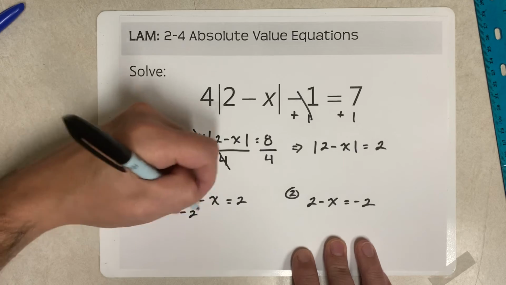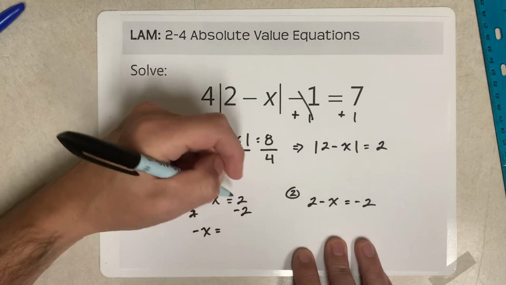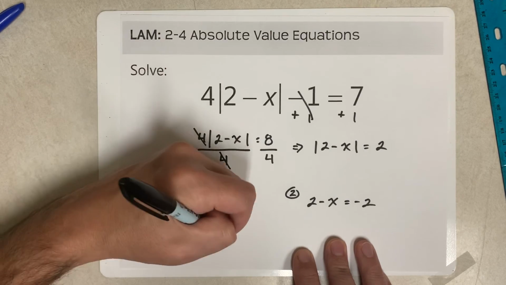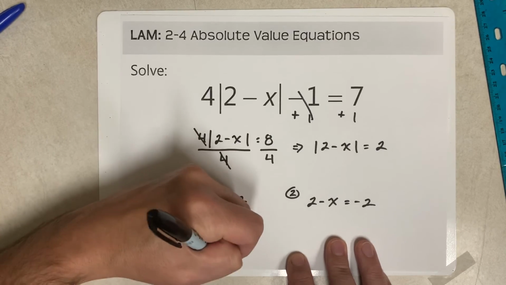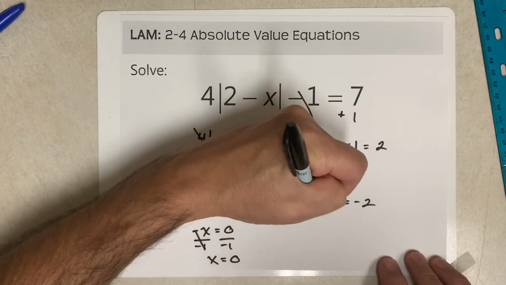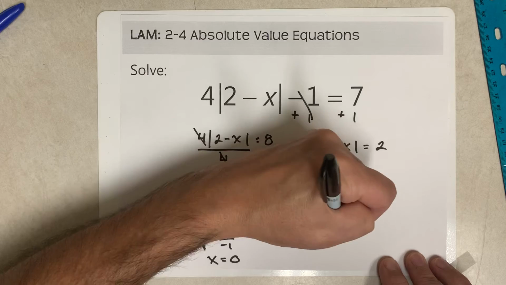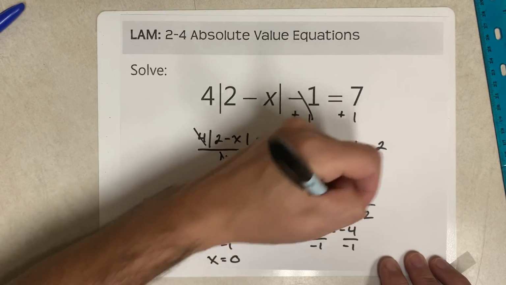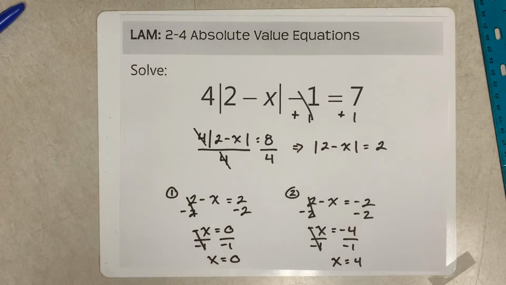So we're going to subtract 2 on both sides here. Cancel. Negative x is equal to 2 and negative 2 make 0. If I divide by negative 1, it doesn't really make it any better. And x is still equal to 0. Over here, subtract 2, and I don't get 0. I get actually negative 4. Divide by negative 1, let's cancel, and x is equal to positive 4.